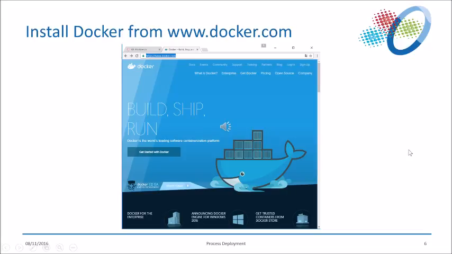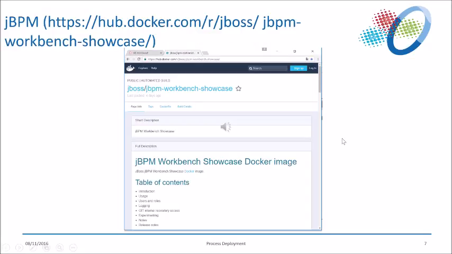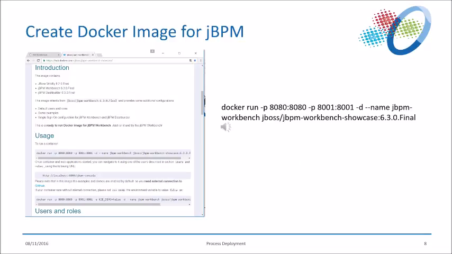Install Docker from the specified URL. Navigate to the web page which offers a showcase for the JBPM Docker image. Scroll down on this page to the section Usage, where you should find the command line on the right-hand side of the slide. Use this command line to create a Docker image for JBPM. The Docker image is started in a container when the command is terminated.